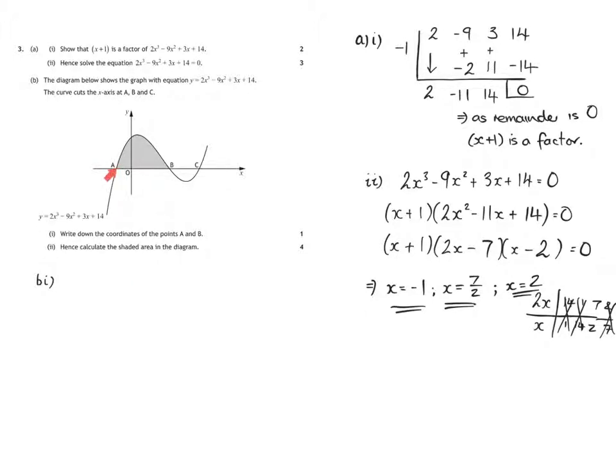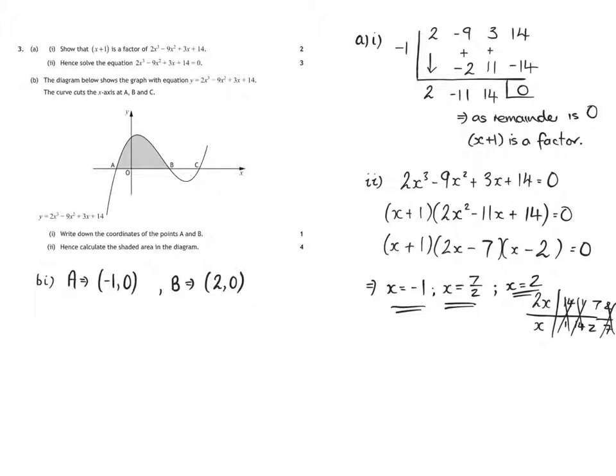So if we look at our graph, A has got to be our negative coordinate. So A is going to be, our x coordinate is minus 1 and our y coordinate is 0. And for B, B is the second coordinate along. So it's not going to be our 3.5, it's going to be our 2. So we have 2, 0.